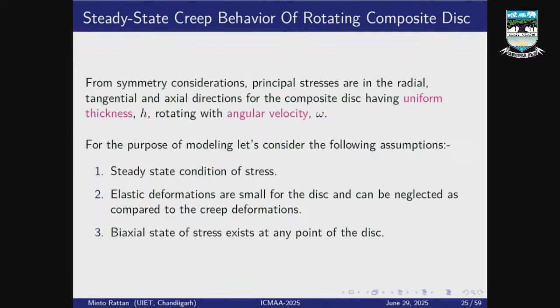For symmetry considerations, principal stresses are taken along radial, tangential and axial directions for the composite disk having uniform thickness h rotating with angular velocity omega. For the purpose of modeling, we assume steady state condition of stress. We assume the elastic deformations are small for the disk and can be neglected as compared to the creep deformations. We also assume the biaxial state of stress exists at any point of the disk.